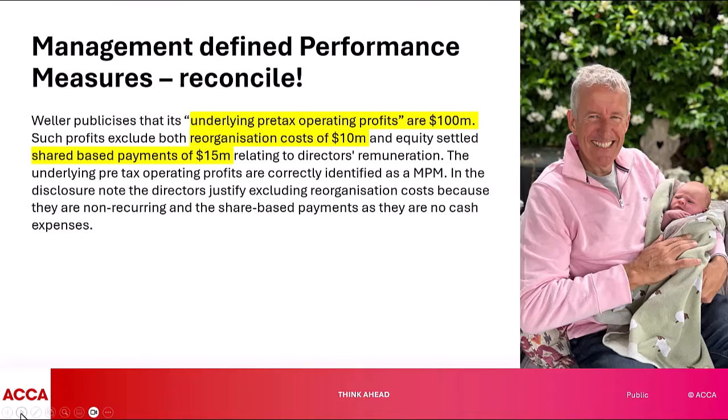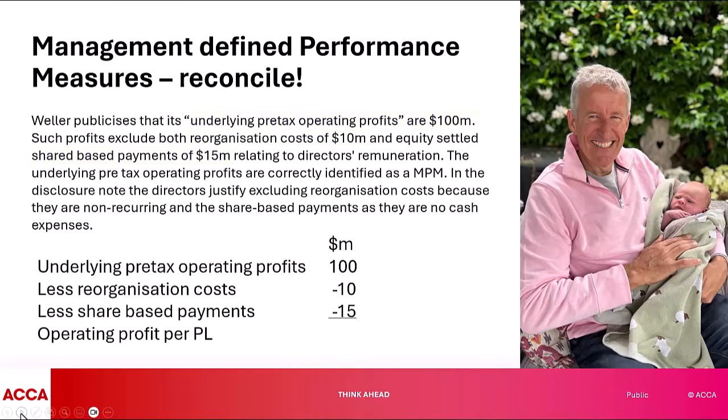But the answer is 75. What's the question? Well, the answer is 75 because if you are reconciling your underlying pre-tax profit, they've excluded the reorganisational costs and share-based payments, but those are expenses that are charged in arriving at the operating profit per the P&L. So the operating profit per the P&L is 75.